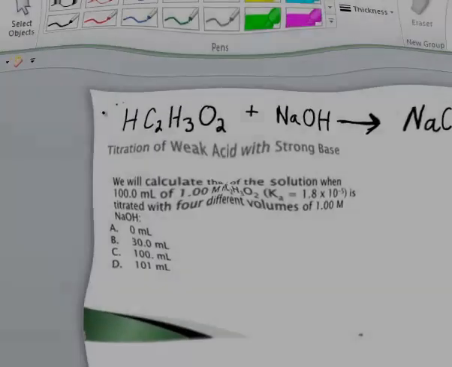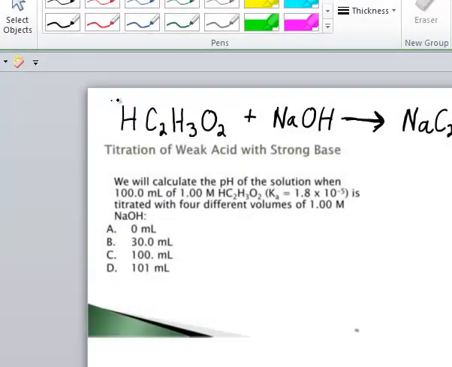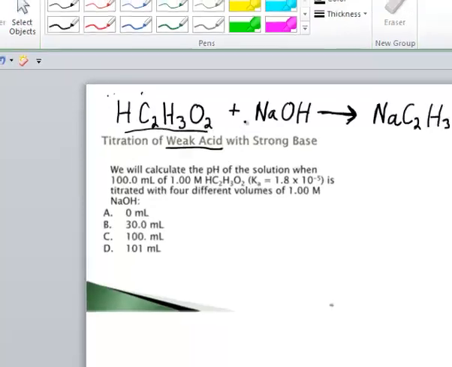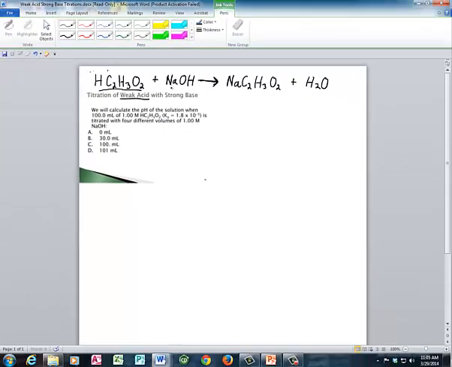Now we come to the type of titration that gives most new chemistry students the biggest problems. Here we have a weak acid. Acetic acid is a weak acid. We're going to be titrating it with a strong base, sodium hydroxide. And anytime you do a titration, something strong is involved.